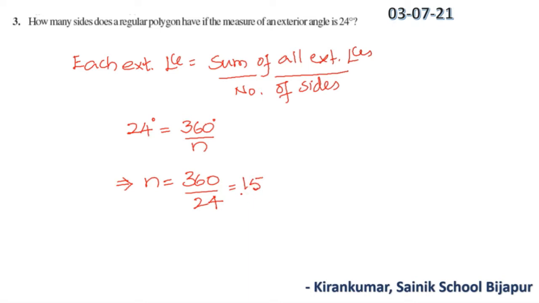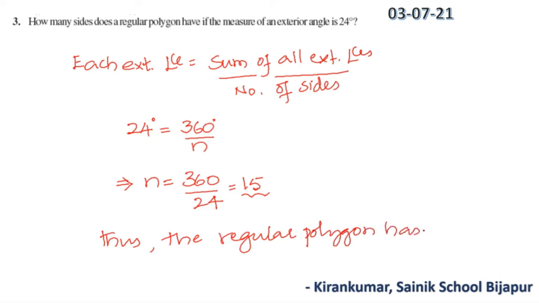So this regular polygon has got 15 sides. Thus, the regular polygon has 15 sides.